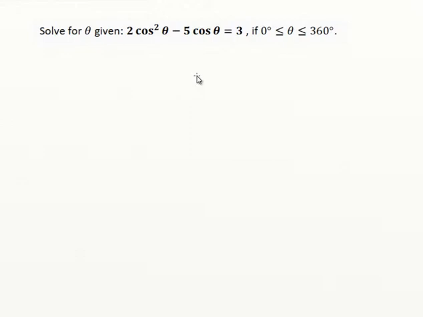It says solve for theta given 2 cosine squared theta minus 5 cosine theta equals 3. And we're given a restriction that theta must lie between 0 and 360 degrees. Well, you might notice right off the bat this has a squared in it. So this is degree 2, making it a quadratic.